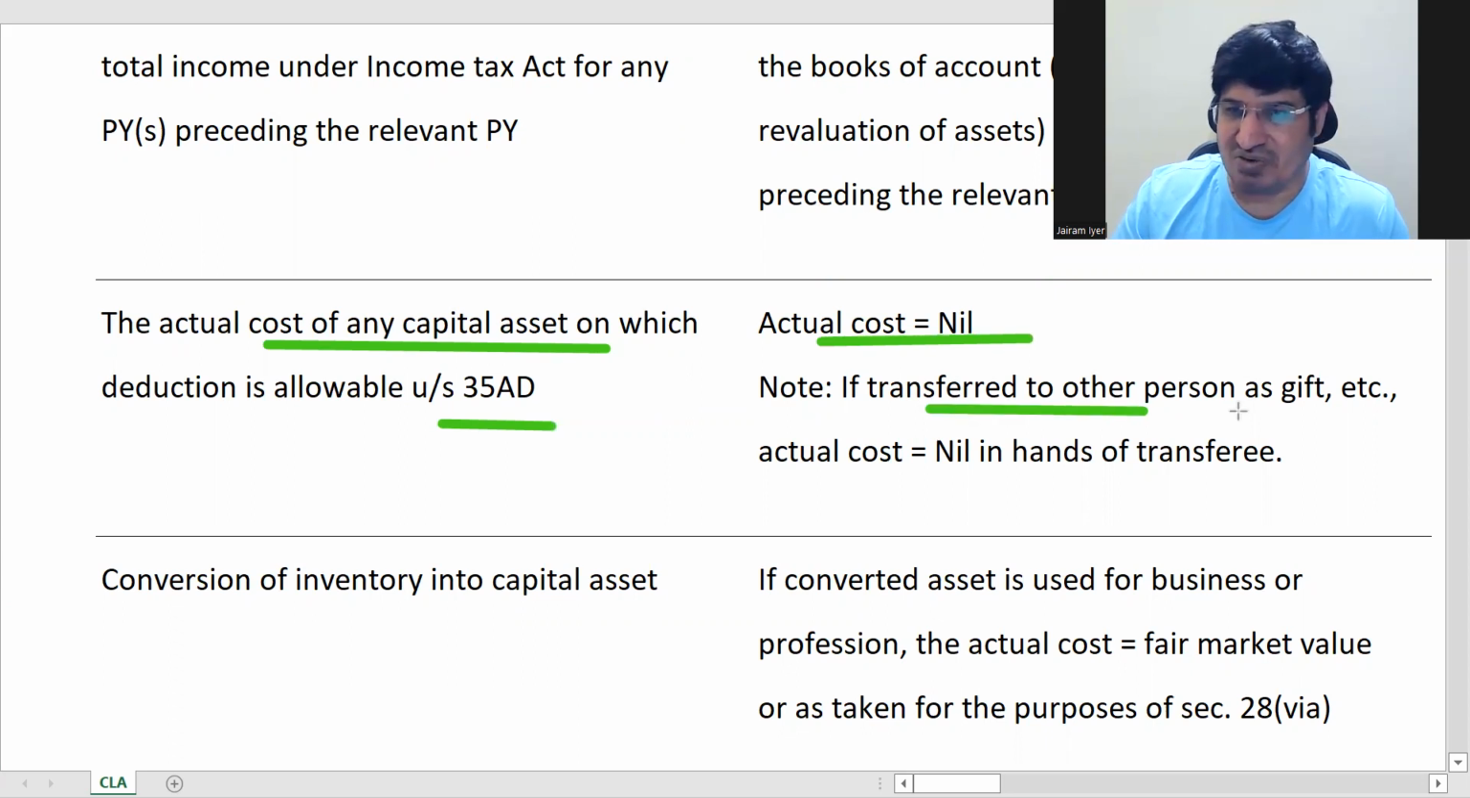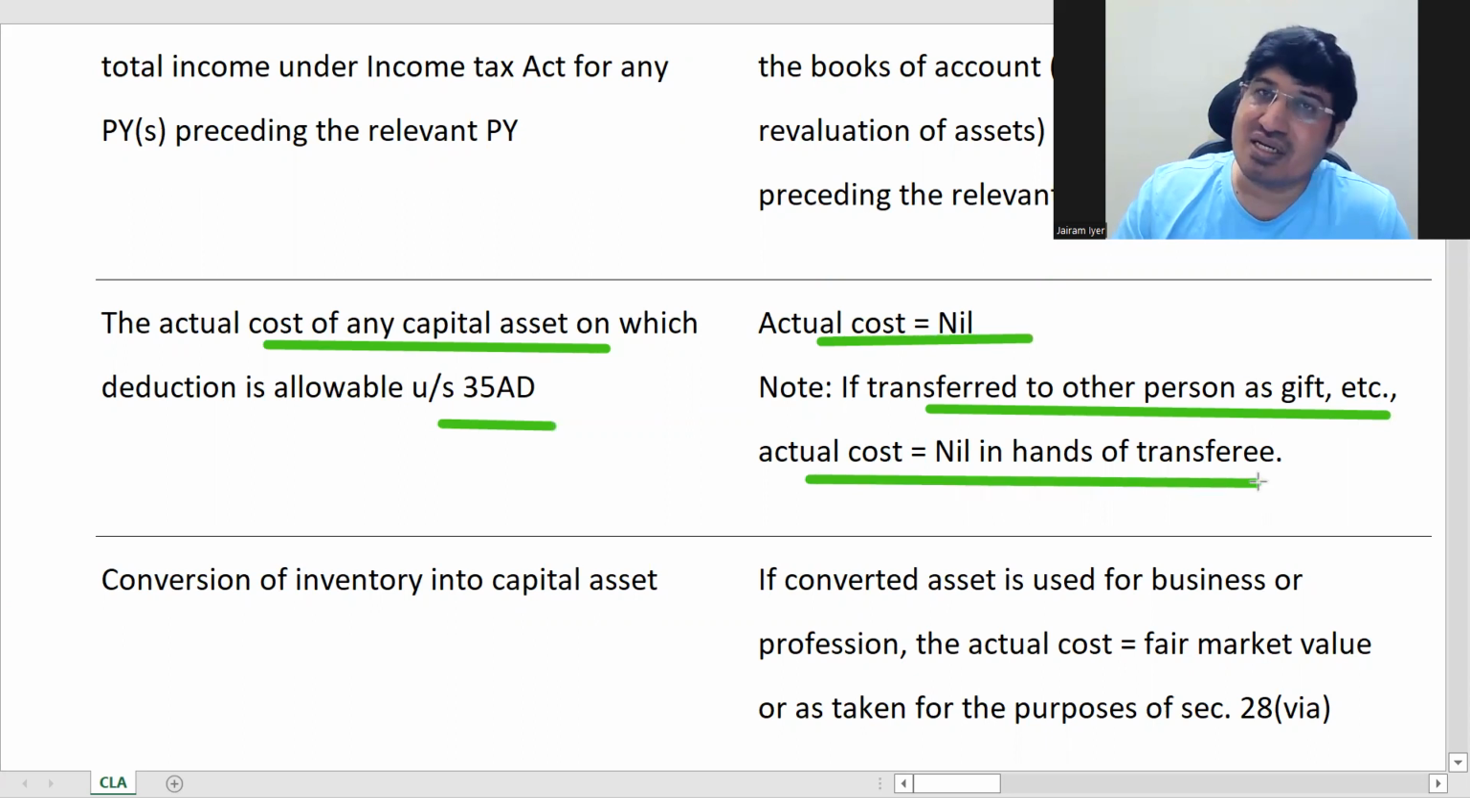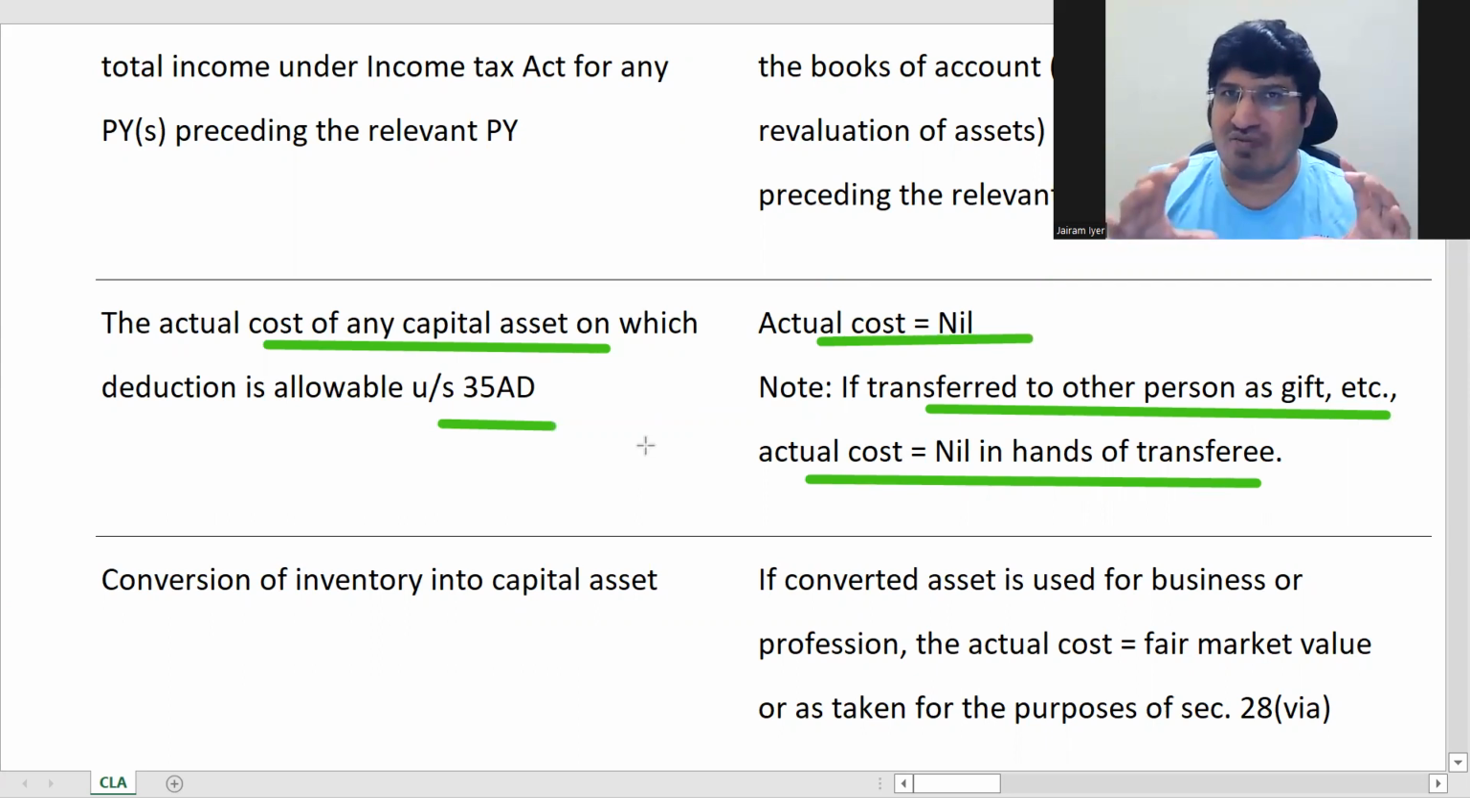And if you transfer it to any other person as a gift or otherwise, that actual cost will be nil in the hands of that person too. The Income Tax Act does not allow anyone to take more than the total value of depreciation for one asset. So since depreciation has already been given fully, anyone else who takes it will not get any depreciation. It will be nil for him. Clear?